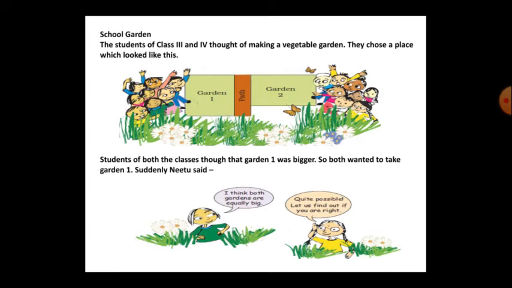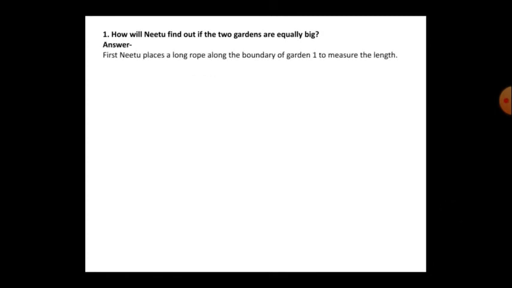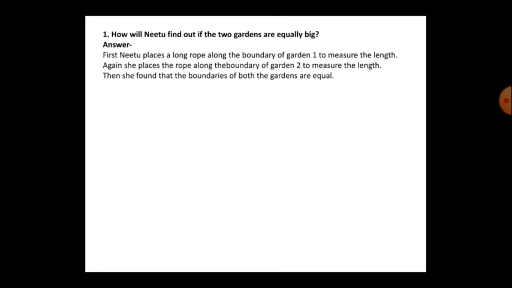How to find? You have to find the lengths of the boundary. Then you can know which boundary is more. How do we find out if two gardens are equally big? First we need to place a long rope along the boundary of garden 1 to measure the length. So she used the rope and measured garden 1. Again she placed the rope along the boundary of garden 2 and measured. Then she found that the boundaries of both gardens are equal. Therefore, both the gardens are equal.